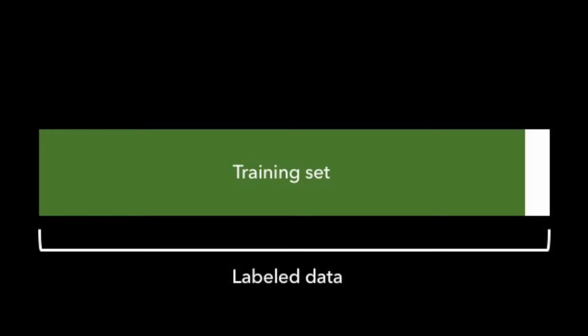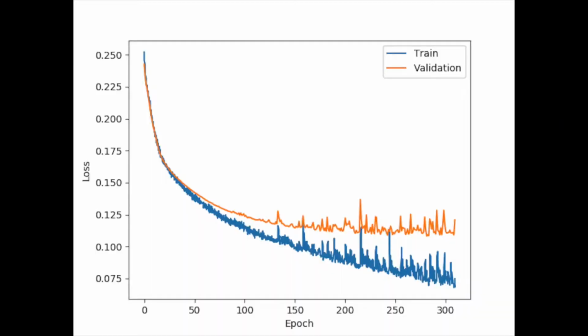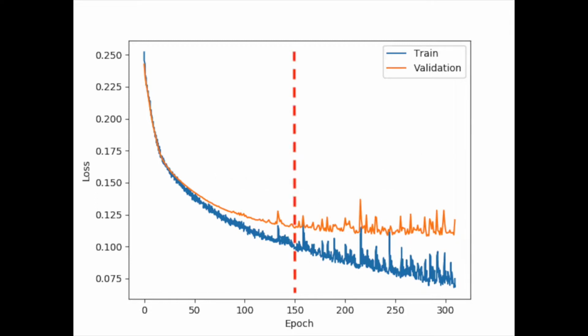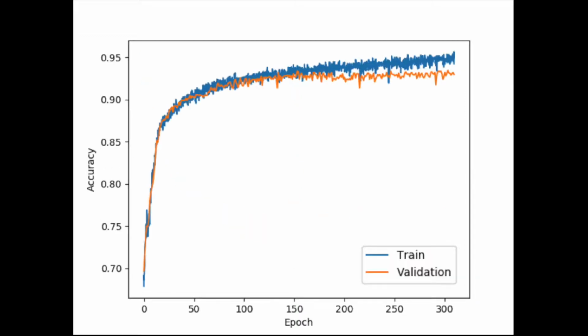95% of the labeled data was randomly selected as the training set, and the rest was allocated to the validation set. The training set was split into batches of 5,000 images, and the network was trained with each batch for every training epoch. Training was performed using stochastic gradient descent with a learning rate of 0.1 and momentum of 0.9 for around 150 epochs until validation loss stopped decreasing, indicating overfitting. Accuracy on the validation set was evaluated after each epoch. The final value recorded for the network was 93%.